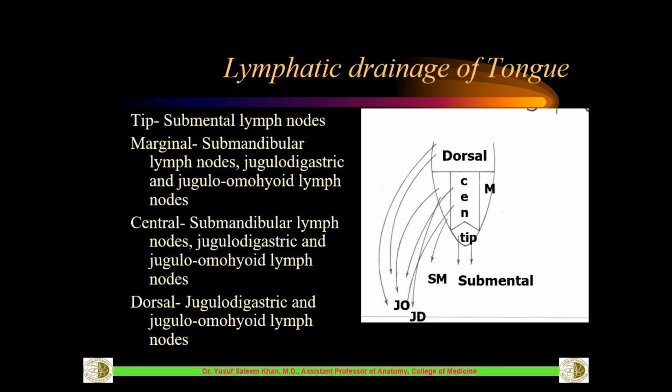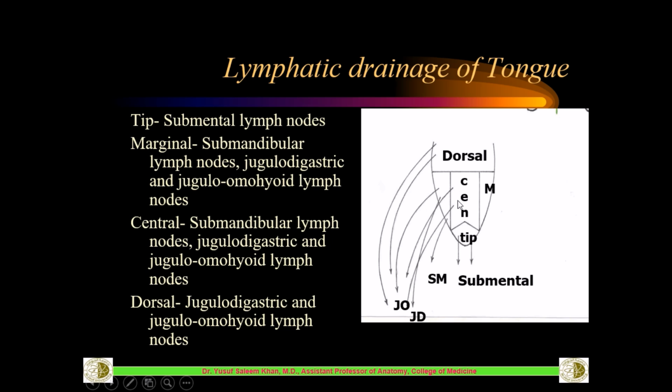Coming to the lymphatic drainage of the tongue, the tip of the tongue is drained directly into the submental group of lymph nodes, which are just below the mandible. The tip of the tongue, the lower lip, as well as the chin, all these areas are drained into the submental group of lymph nodes. The margins drain into the submandibular group of lymph nodes, and from there into the jugulo-digastric as well as the jugulo-omohyoid group of lymph nodes.